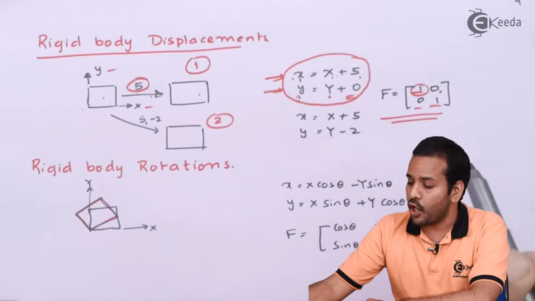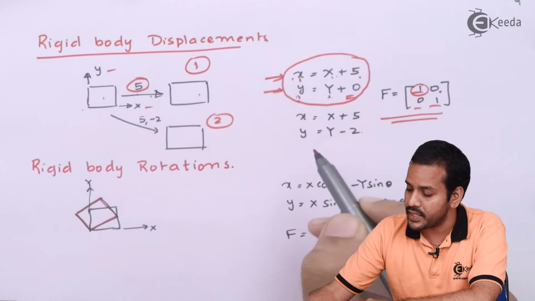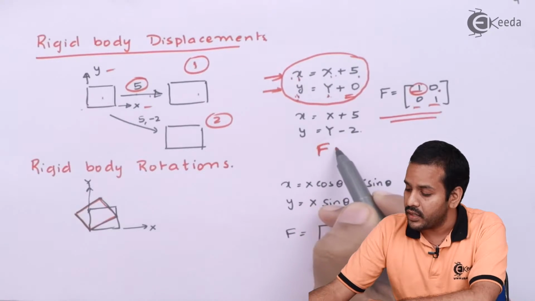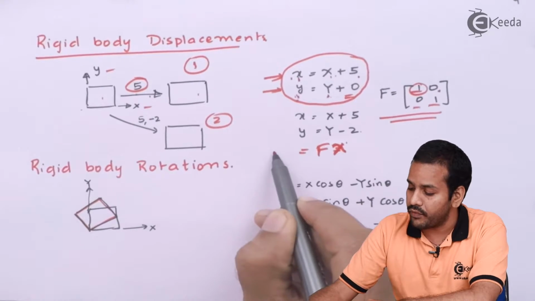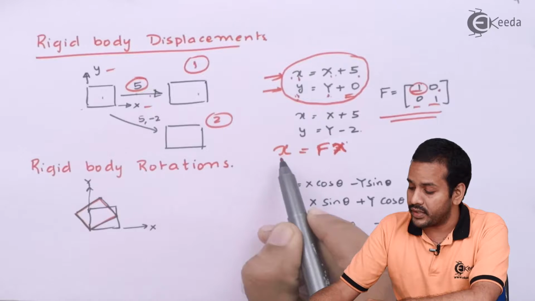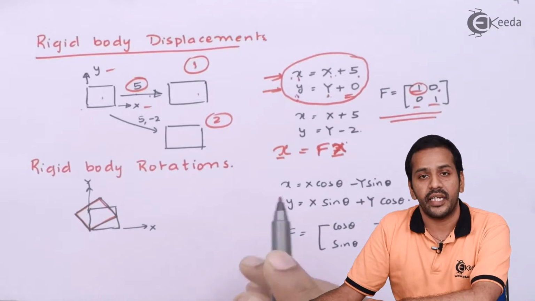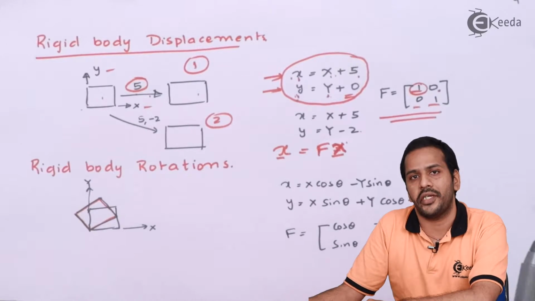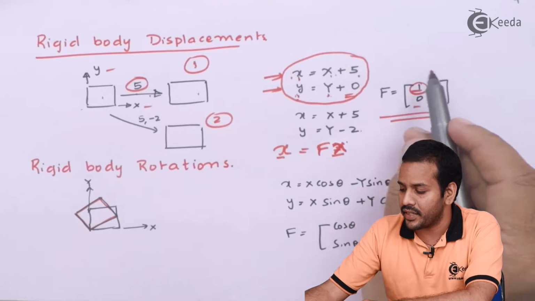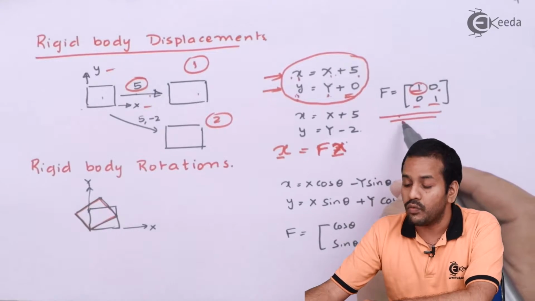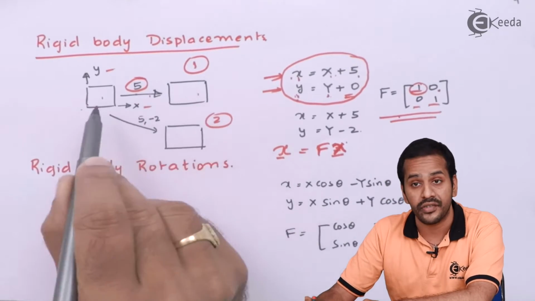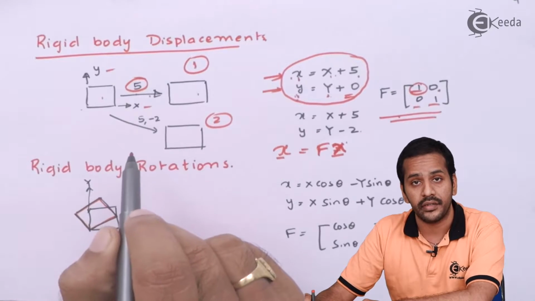That is, if I operate this F on some capital X, it will give me small x, where small x and capital X remain as they are. They won't change. So that is the thing here. The deformation gradient won't change in the case of translation. That is very, very important.